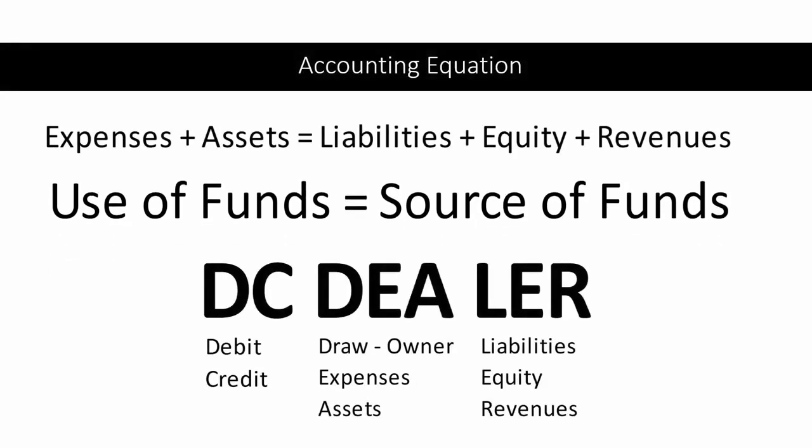A highly effective mnemonic to help with memorizing the accounting equation's relationship to the double entry accounting system, the debits and credits, is DC Dealer. DC Dealer stands for debit, credit, draw from owner, expenses, assets, liabilities, equity, and revenues. Make sure to memorize this. It's worth saying again: DC Dealer, memorize this. Shout out to CPA Strength's YouTube channel, where I was first exposed to this mnemonic.